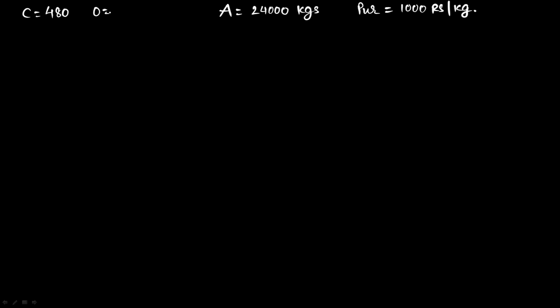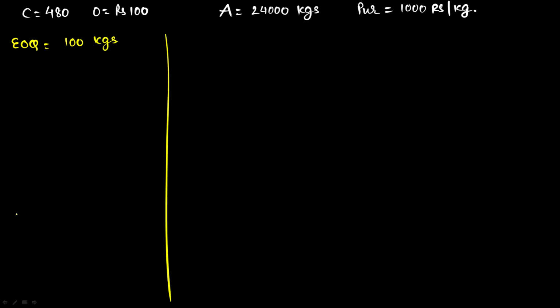In the same question. Try to concentrate. I am taking all other figures same. What was my A in the question? 24,000 kgs. What is the purchase price? 1,000 rupees per kg. What was my C? 480. And what was my O? Rupees. What as per Wilson was EOQ? What was economical ordering quantity as per Wilson? It was 100 kgs.